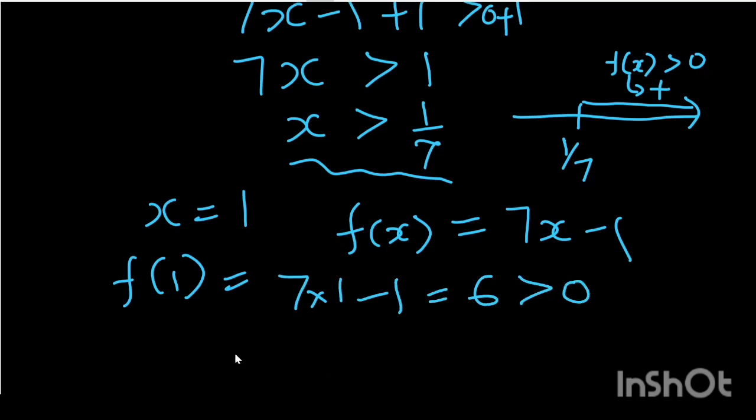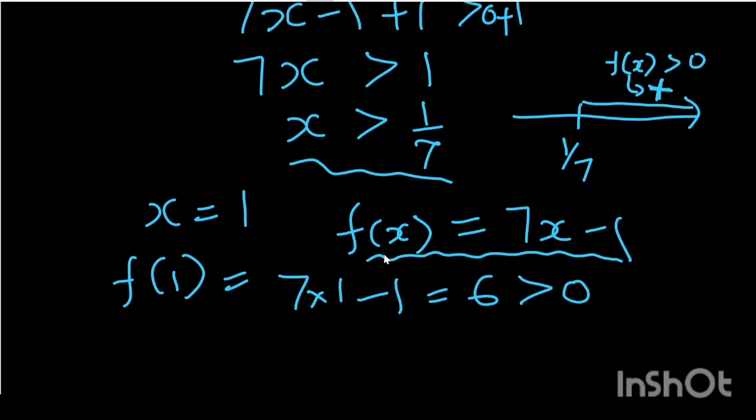So the meaning of this plus sign means the expression f(x), the linear polynomial value which it attains for various values of x, is positive. In other words, if you substitute values greater than 1 by 7 in f(x), we will get f(x) to be positive, which is denoted by this plus sign.